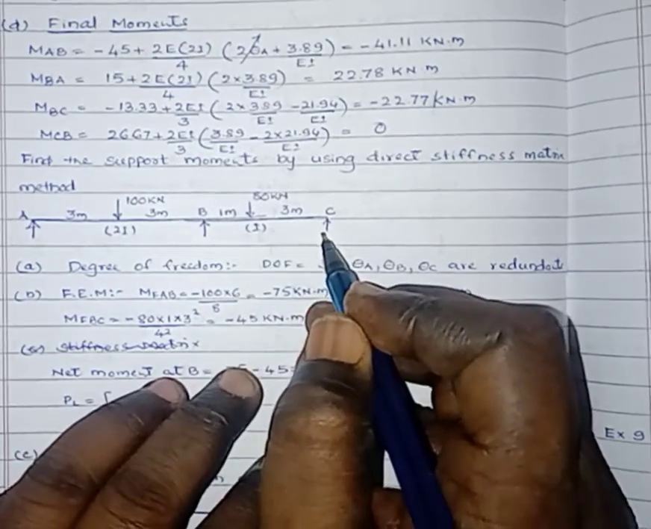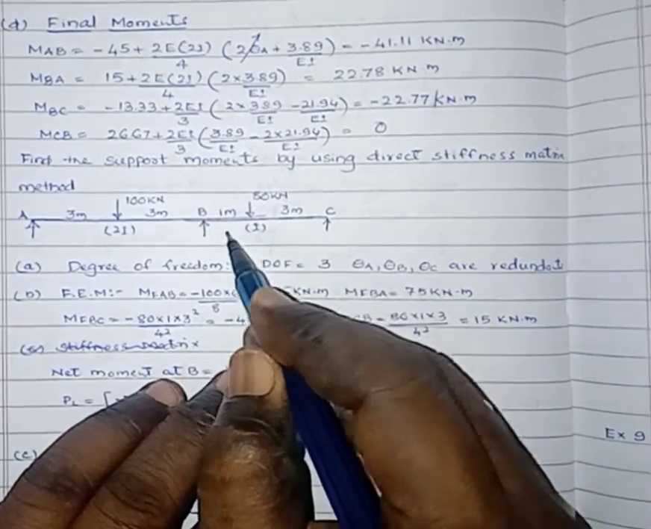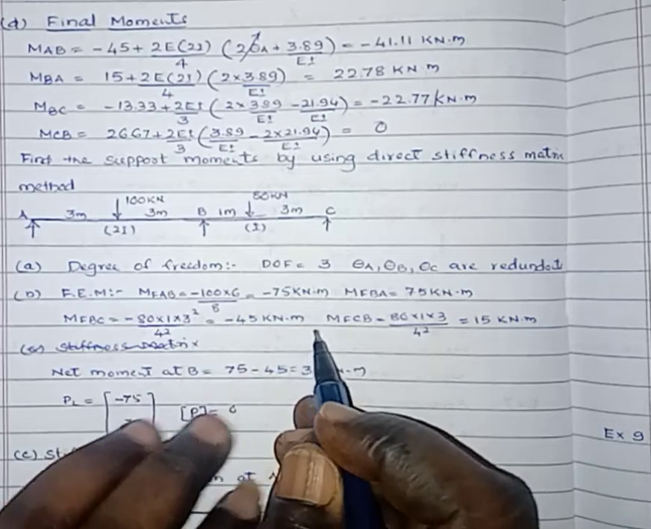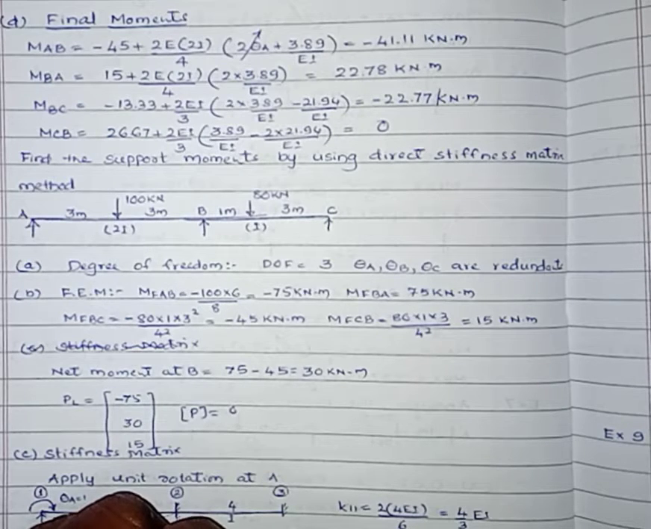In span BC, it is subjected to a point load of 80 kilonewton at a distance of 1 meter from B and 3 meter from C. First, we have to find out the degree of freedom, since all the supports are simple supports.